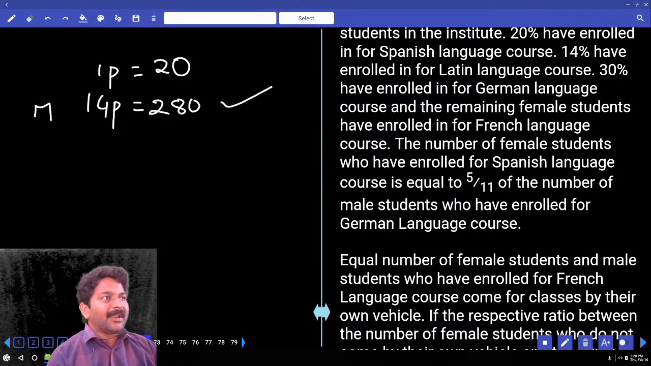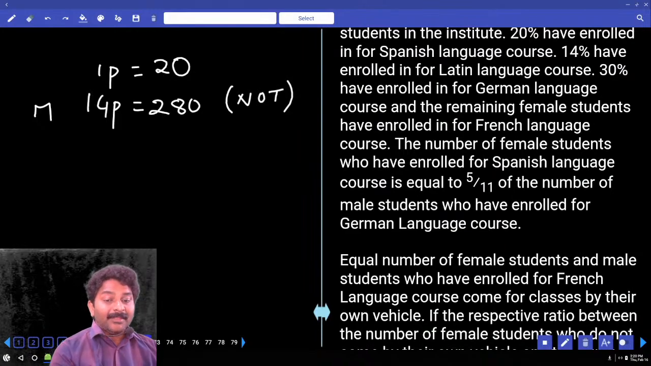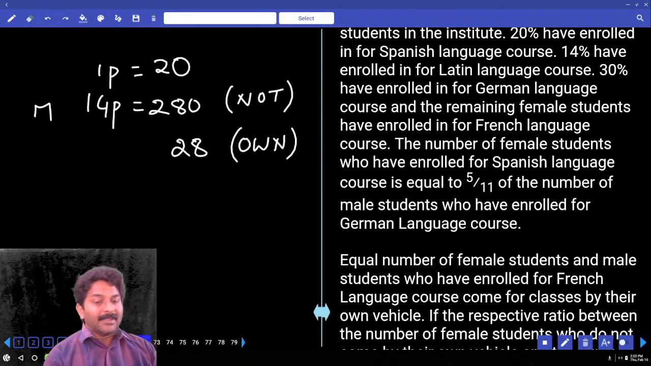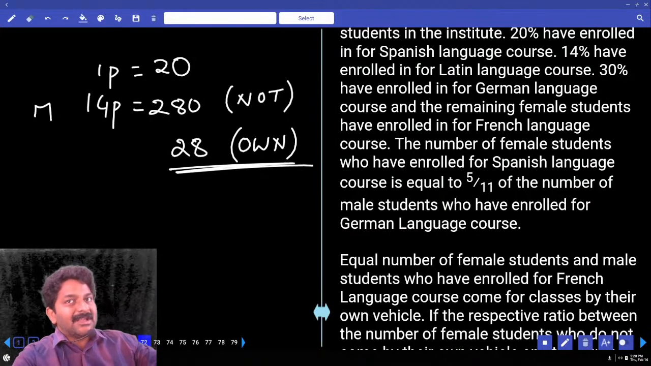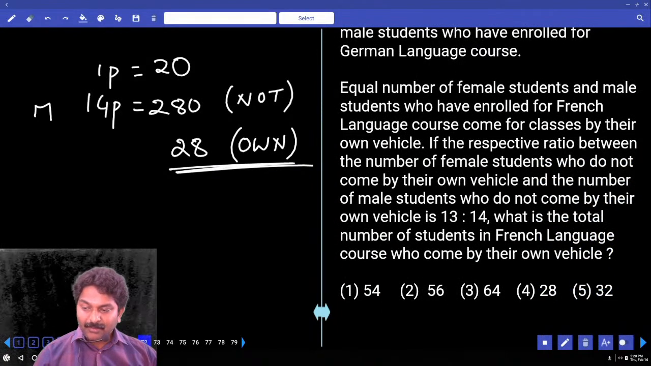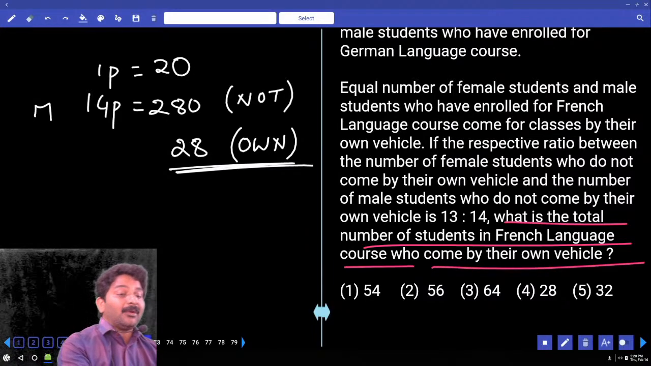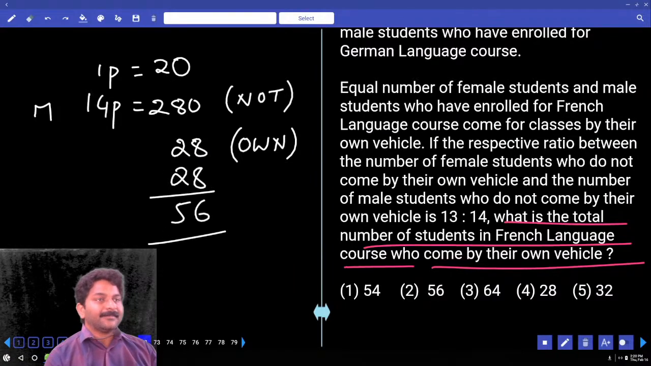That means 280 people are having not own vehicle, correct? Then people who own their own vehicle is equal to 308 minus 280, which is 28 only. This number is constant every time. Whether it is male having own vehicles or female having own vehicles, answer is same. What exactly is the question about? What is the total number of students in French course who come with their own vehicles? There are 28 male and 28 female. Then total it is 56 only. 56 answer.